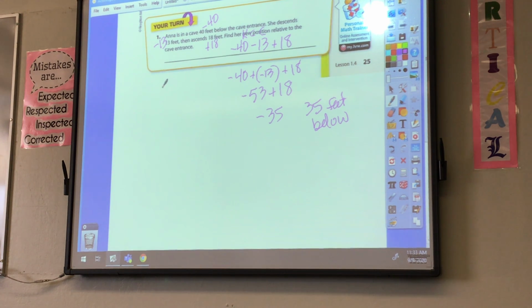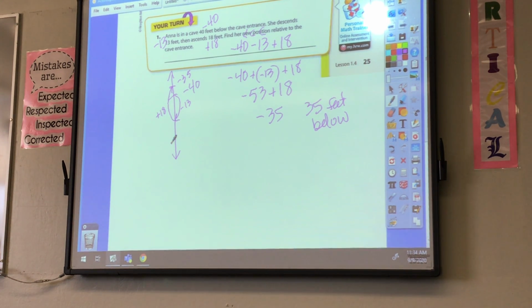Here's the picture if you want to draw it on a number line. She was already at negative 40. She went down 13 feet, but then she went up 18. You can see that she went past her original spot because she went down 13, but then she went up. And so this is where she ended at negative 35. So you can also see on a number line how that works as well. All right?